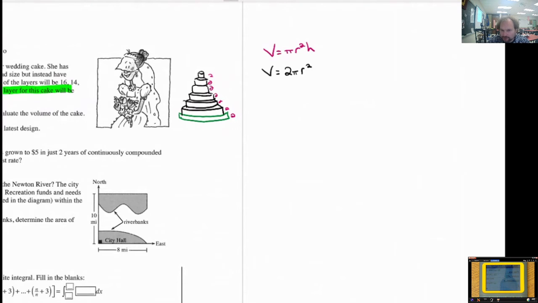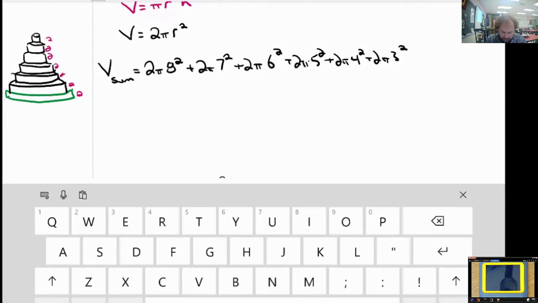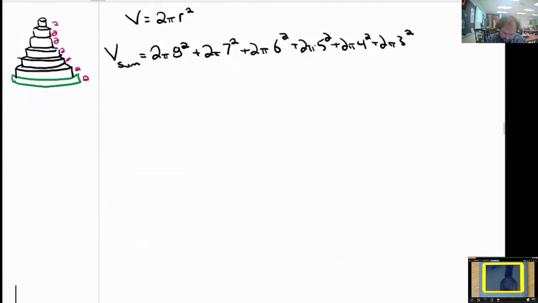I'm going to map out the first couple and show you what's going on here. The first one has a diameter of 16 and therefore a radius of 8. So the total volume, I'm going to say volume sum, the first one is going to be 2 pi times 8 squared. The next one will be 2 pi times 7 squared. The next one is 2 pi times 6 squared, and so on. 2 pi times 5 squared, 2 pi times 4 squared, and then all the way up to the one that has a radius of, or a diameter of 2, and therefore a radius of 1.